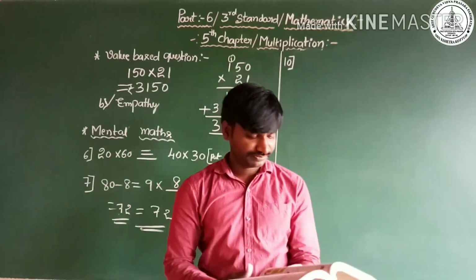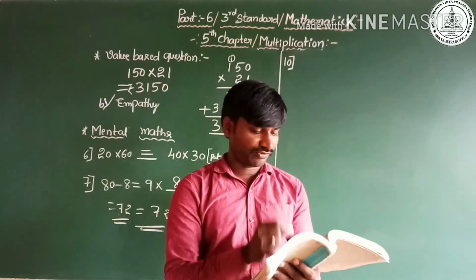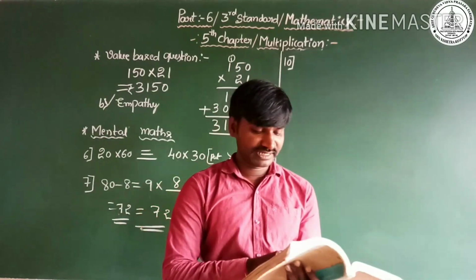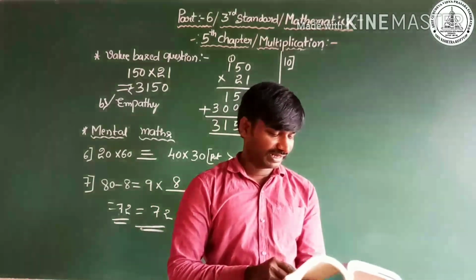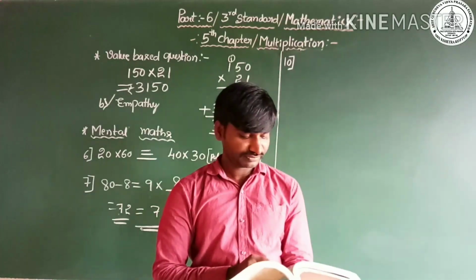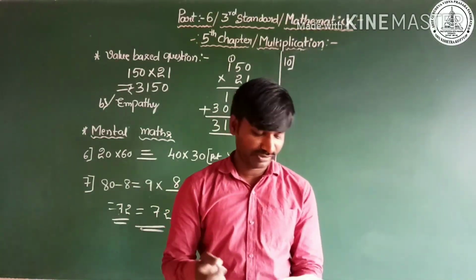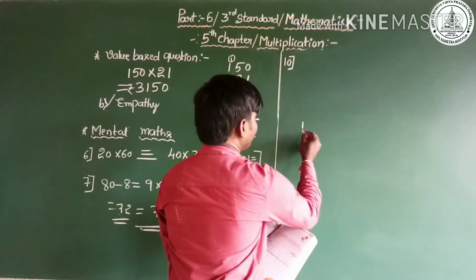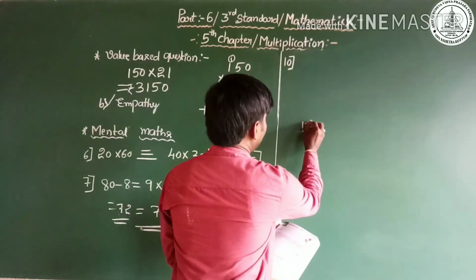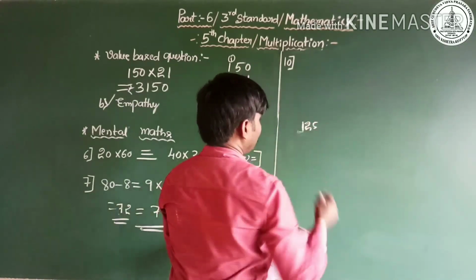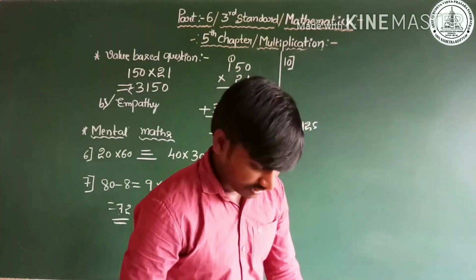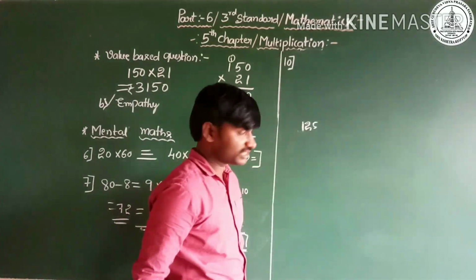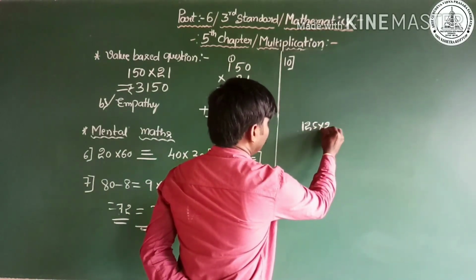The next 10th question. Kavita has twice the number of balloons as her sister has. If her sister has 125 balloons, then Kavita has dash balloons. Kavita has twice the number of balloons her sister has. Her sister has total 125 balloons. Yes, dear student. So then Kavita has it twice. Twice means double. Double means into 2.